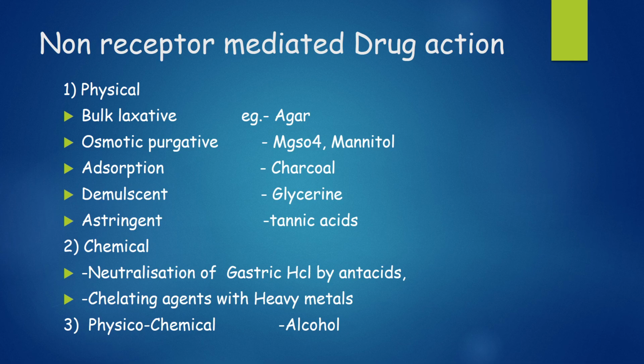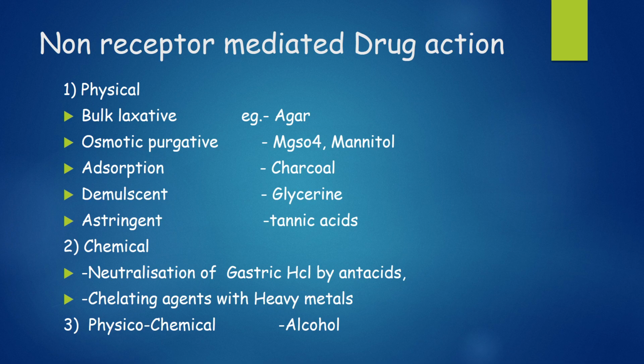Now, the chemical activities. Chemical means there will be some neutralization or some chelation. Okay. The neutralization of gastric acid by our antacids, this is a chemical activity. Antacids, which have potassium or sodium salts, their chemical activity will neutralize the HCl produced in our gastric mucosa. Okay. Then the chelating agents, again in heavy metal poisoning, we have to give something which will chelate that metal.